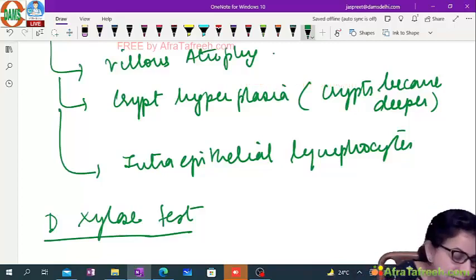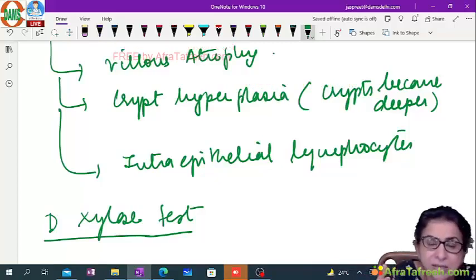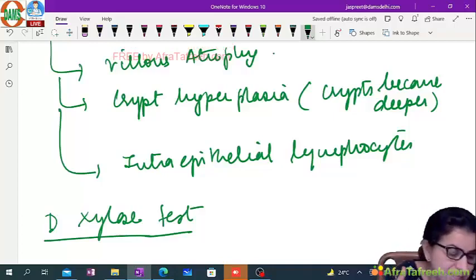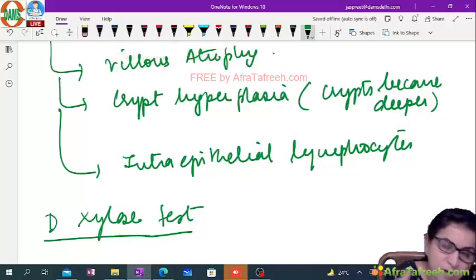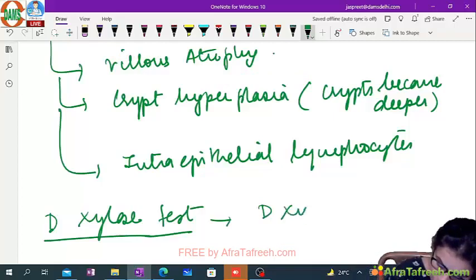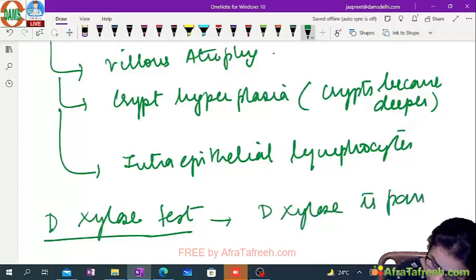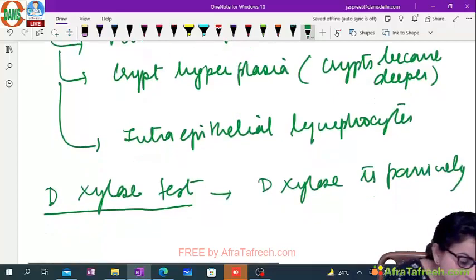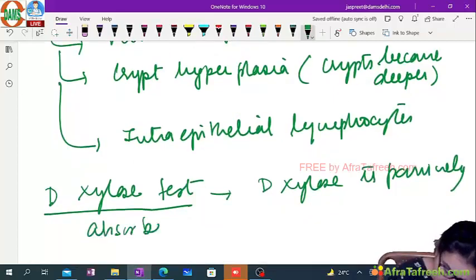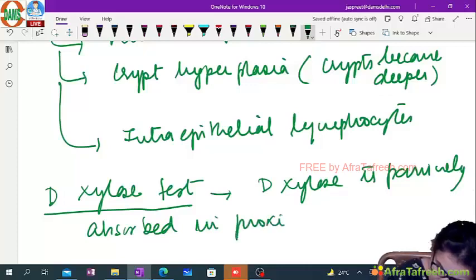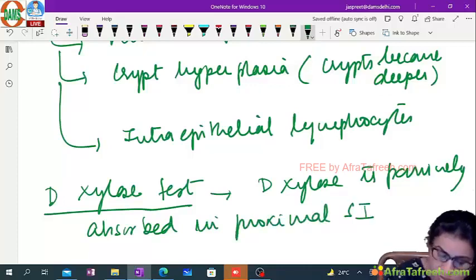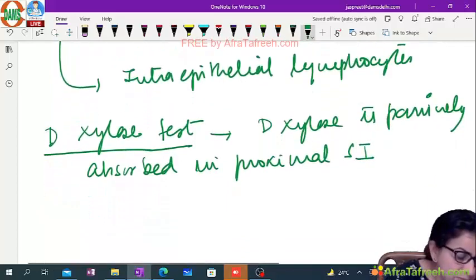Now, in case of celiac disease, it cannot get absorbed. So there is an absorption defect. So it's a malabsorption syndrome. Since it is not getting absorbed, it doesn't reach the blood, and since it doesn't reach the blood, its levels in the urine are reduced. So normally, D-xylose is passively absorbed in the proximal small intestine.